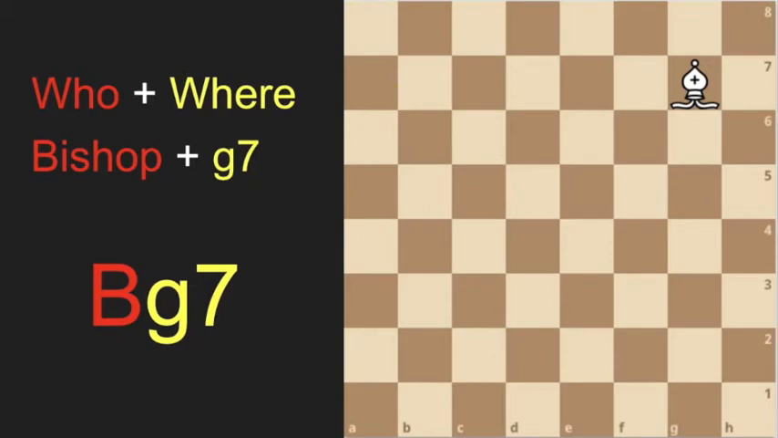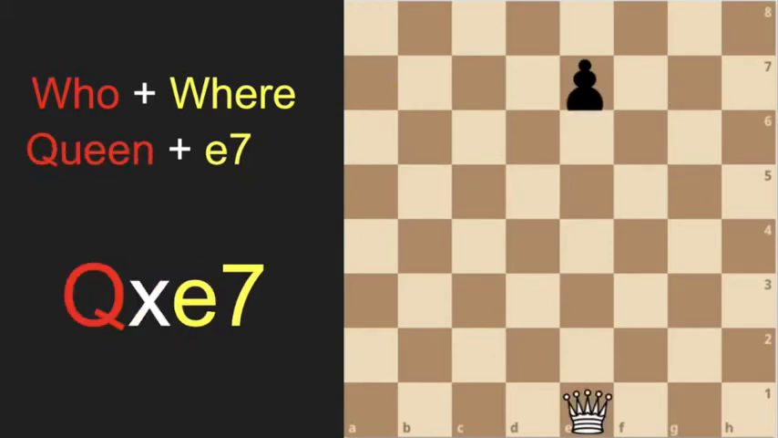Alright, let's look at another example. So, here we have a queen on E1 that's going to take the pawn on E7. When you notate a capture, you put an X between the who and the where. So, queen takes E7.